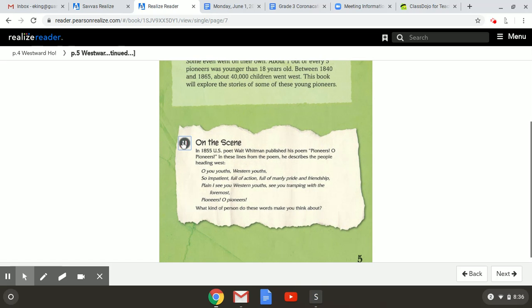All right, let's continue. On the scene. In 1855, U.S. poet Walt Whitman published his poem, Pioneers, Oh Pioneers. In these lines from the poem, he describes the people heading west.